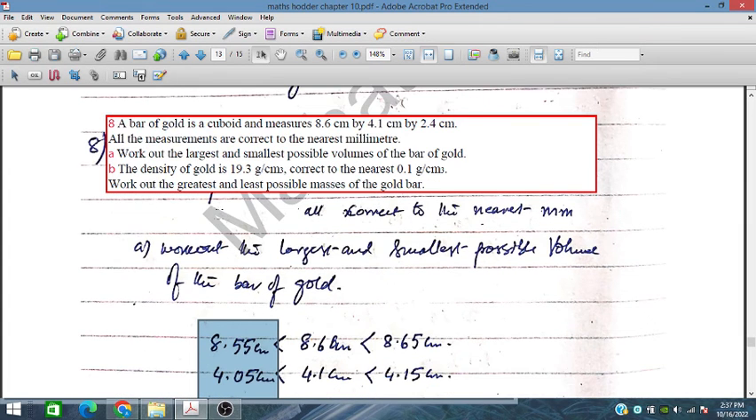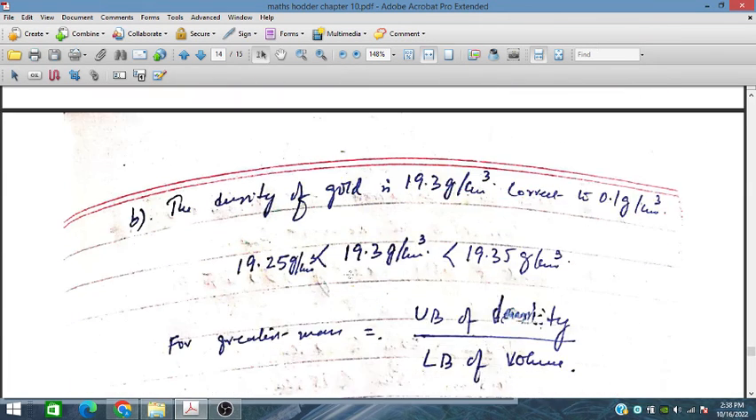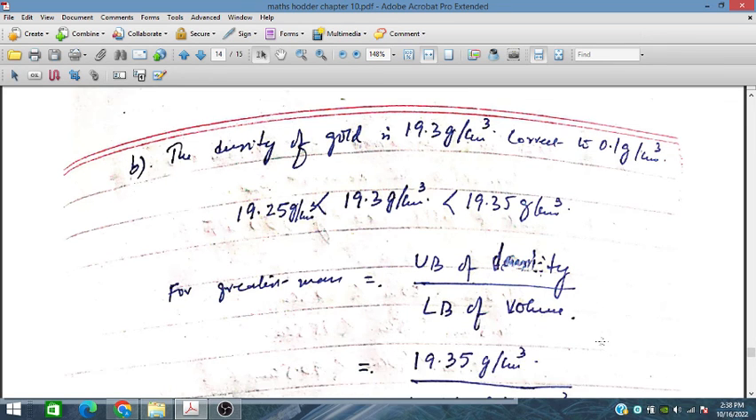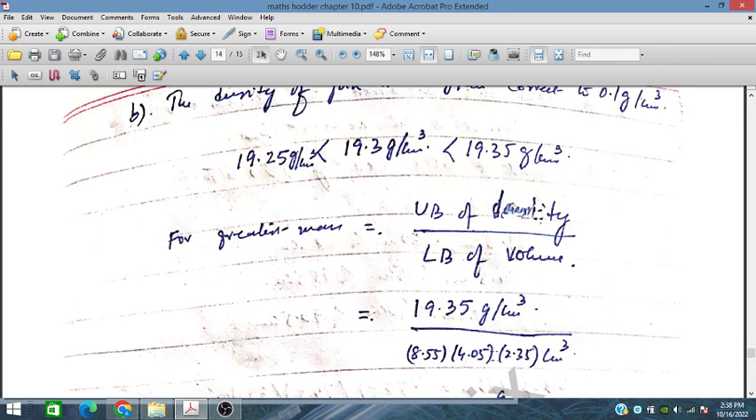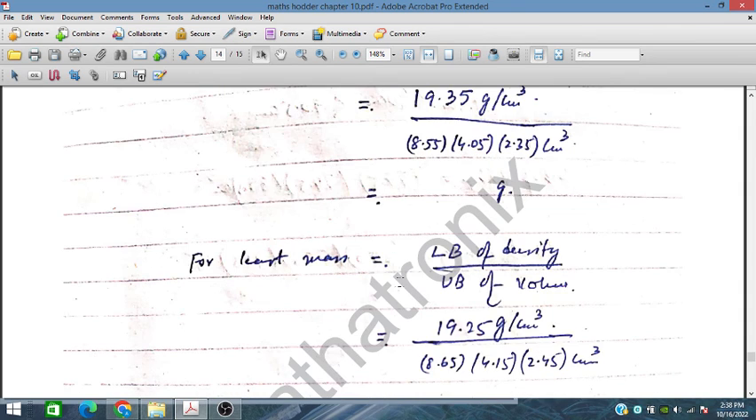So the next part, the density. The density of the gold is this, correct to 0.1. Since 0.1 is divided into 0.05 on both sides, we get the lower bound and upper bound. So the greatest mass is the upper bound of the density times the upper bound of the volume. Similarly for the least mass. So this is the way.